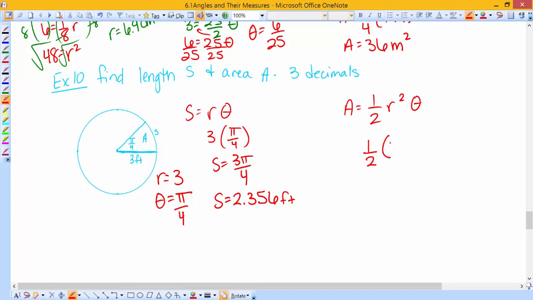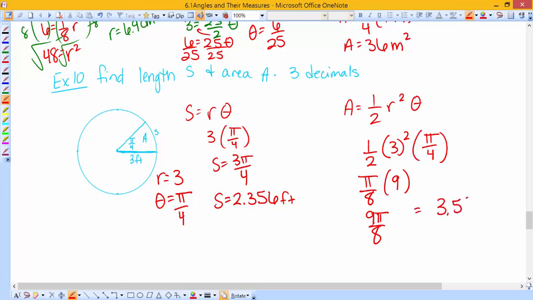1/2, my radius was 3 squared. And then my radian, my theta, is pi over 4. So I'm going to start by multiplying my denominators. So this is going to be pi over 8. And then it's times 9. 3 squared is 9. So this is 9 pi over 8, and then I'm going to use my calculator again, 9 times pi, and then I'm going to divide by 8, and this gives me 3.53 feet squared because we're finding the area now.